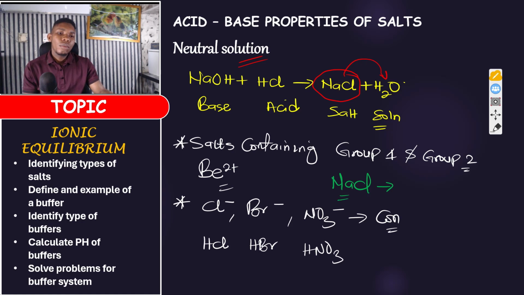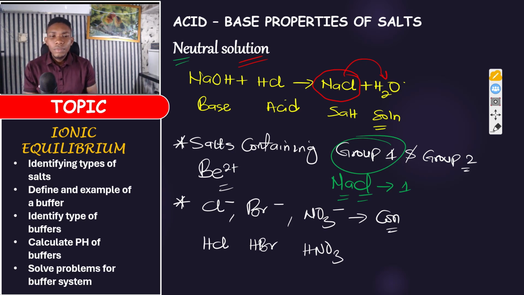Now sodium is what? Group 1 metal. That is where this one comes into play. Chlorine is the conjugate base of a strong acid. So a combination of a group 1 metal and the conjugate base of a strong acid gives that kind of salt, which when dissolved in solution forms a neutral solution. Is that okay? Now that is that.